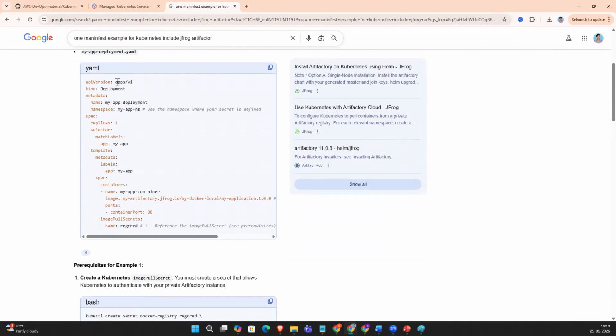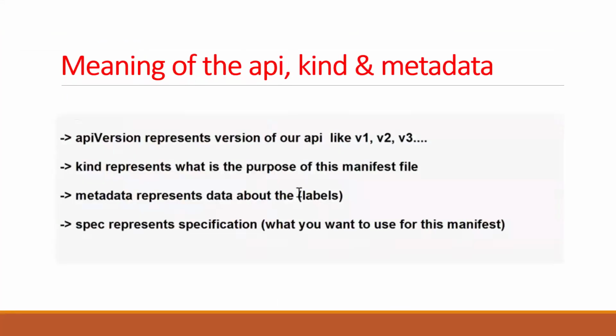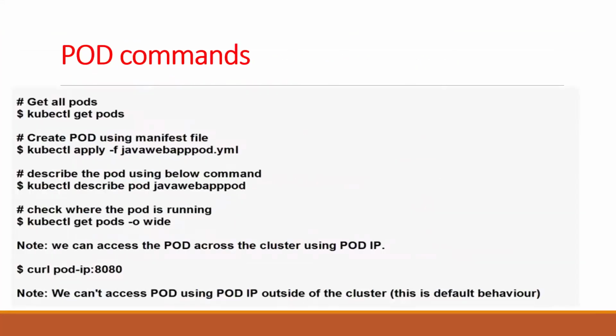You see, guys, so API version. This is for Kubernetes. So what is the kind? Kind is nothing but a deployment. What is that, guys? Kind is nothing but a deployment, guys.